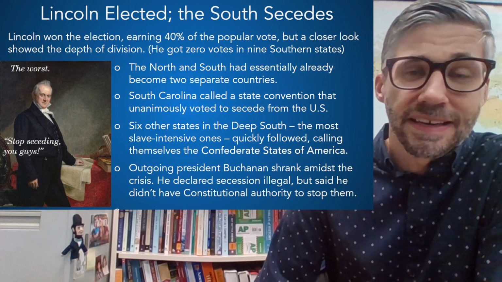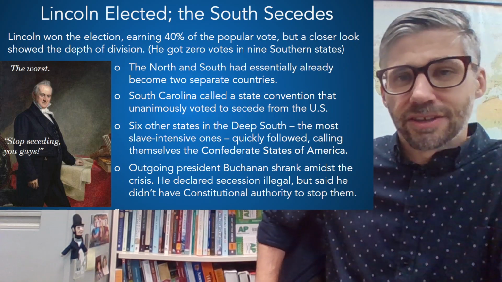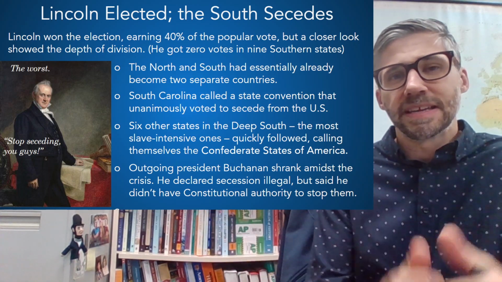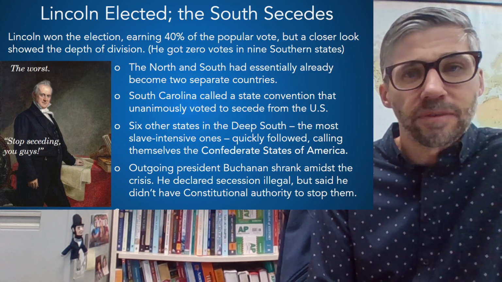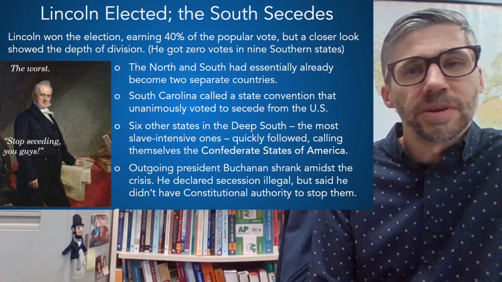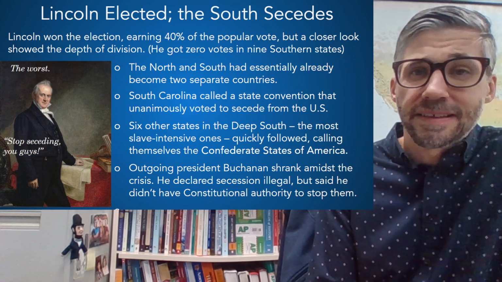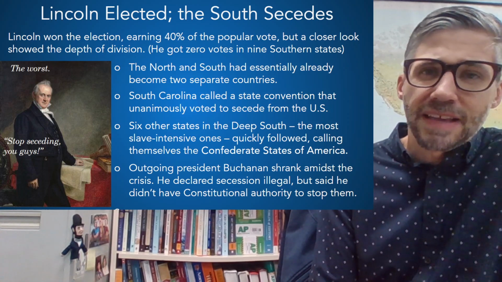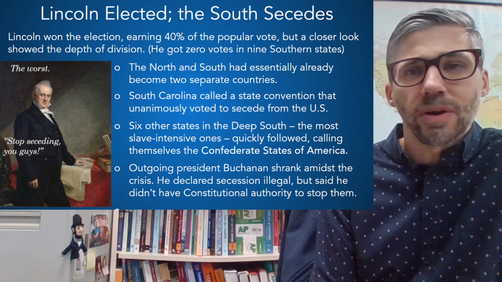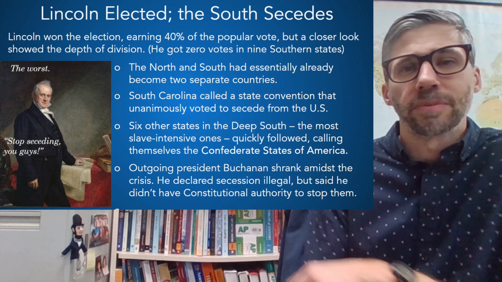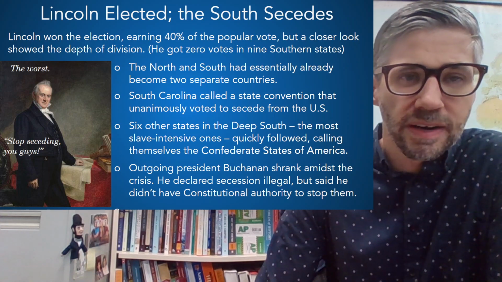As soon as Lincoln is declared the winner, South Carolina calls for a convention, a big state meeting, and they vote unanimously at this convention to secede from the United States, form a new country, and they say, who's with us? And 6 other states in the deep South, the most kind of slavery-intensive, cotton-producing parts of the South, say, all right, we're with you. And they announce that they have formed a new country called the Confederate States of America. We're no longer part of the United States of America.